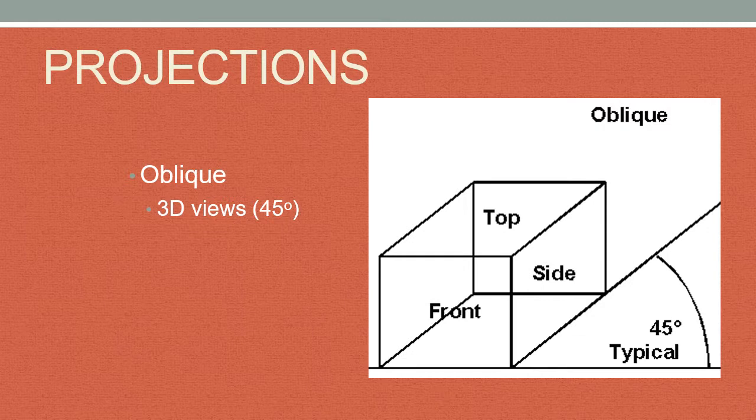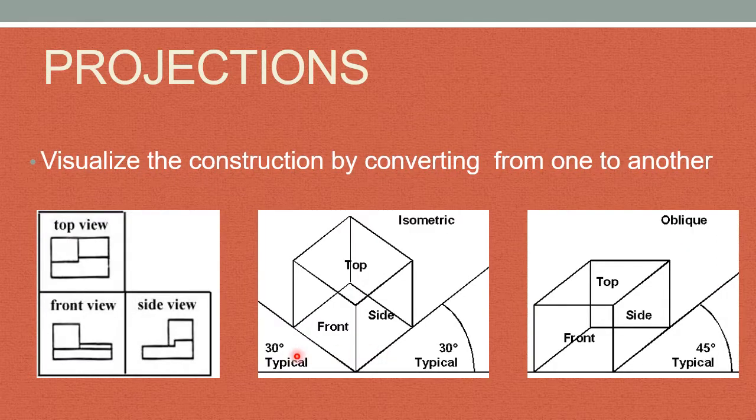Then there's the oblique view based on the 45-degree angle, and this is similar to the isometric view, except that the front view here is in true shape and size. And being able to convert from one view to the other will help you in visualizing the part or the installation shown in the drawings. So you want to be able to go from orthographic to isometric to oblique and back again.